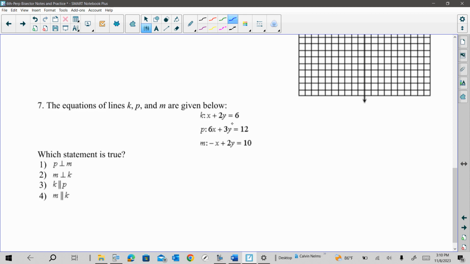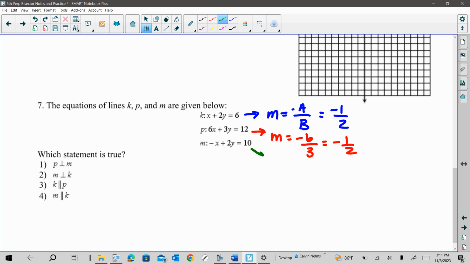All right, then we have another perpendicular bisector, and the question is which statement is true. Here again, it's all in standard form, so do your slope using the shortcut -a over b. For this first one, remember there's an invisible 1 in front of the x, so this would be -1 over 2. This slope here would be negative 6 over 3, which also reduces to negative 1/2. And for our slope here, there's a visible 1, so if it's negative a and I already have a negative, that now turns into positive 1 over 2. Now we can do some comparison to determine which statement is true.